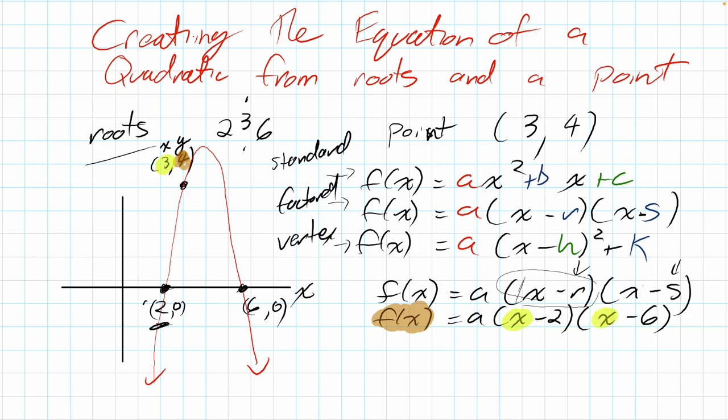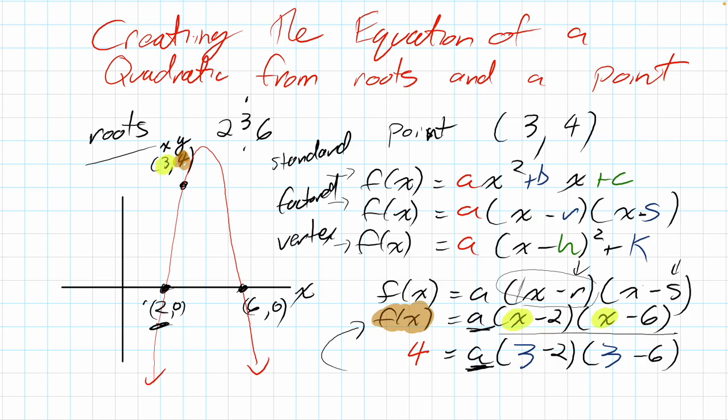So our f at x will become the number 4 is equal to a, and our x values are going to be those numbers: 3 minus 2, 3 minus 6. Now I only have one variable, a. I'm going to isolate for a, and then I'll go right back to this version again and plug it back into the a, and I'll have my entire equation because I have my roots, or my x-intercepts.